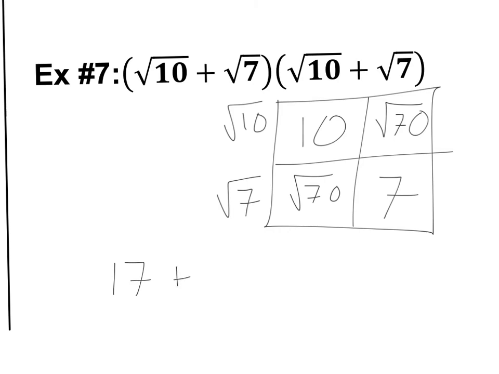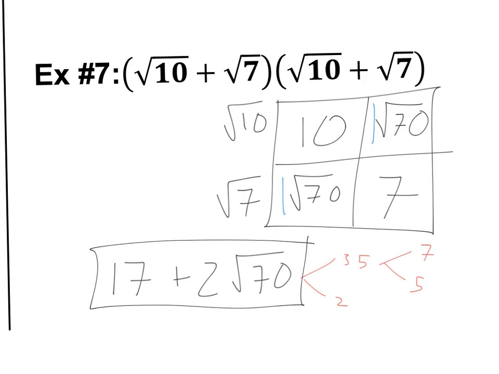Plus, if I was to add these together, you could think of this as 1 square root 70 plus 1 square root 70. So that's like 2 square root 70. 70 does factor down, you could do a 35 and a 2, and then you could do a 7 and a 5, but there's no perfect squares inside there. So this is actually as simplified as it can get.